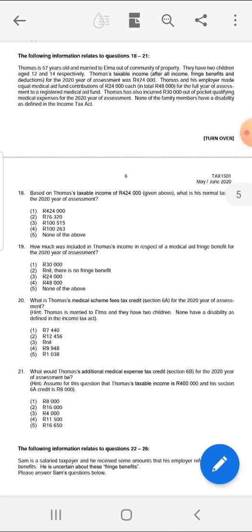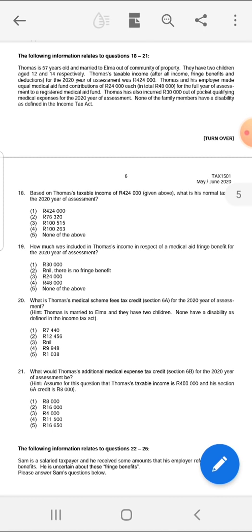So Thomas is 57 years old, married to Elma, out of communal property. They have two children, aged 12 and 14. Thomas' taxable income after all the income, fringe benefit and deductions for the year of assessment is 424,000. Thomas and his employer made equal medical aid fund contributions of 24,000 each, in total 48,000 for the full year of assessment to a registered medical aid fund. Thomas has also incurred 30,000 out of pocket qualifying medical expense for the 2020 year of assessment. None of the following members have disability as defined in income tax.